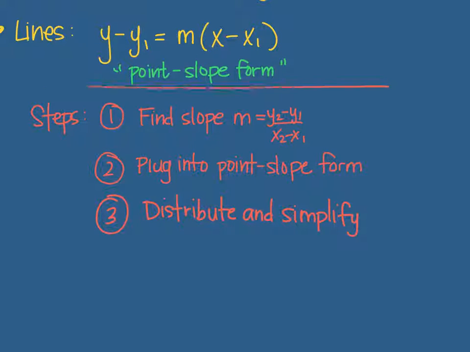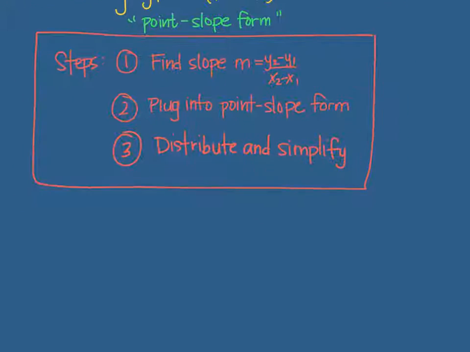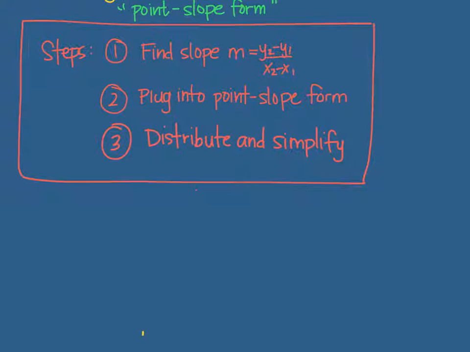So I'm going to, it's pretty important. Put a box around that. That's something that we could just be able to go back to it if you're ever stuck. Just kind of go back and go, all right, do I have the slope? Have I plugged it in? And then did I distribute? So let's keep those steps handy while we work through this question.